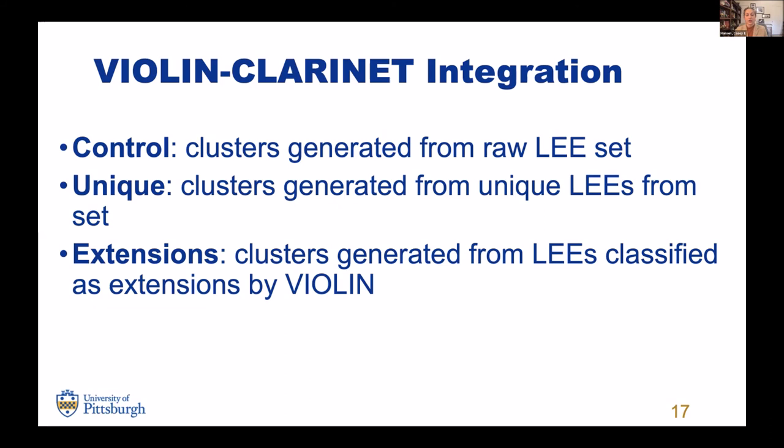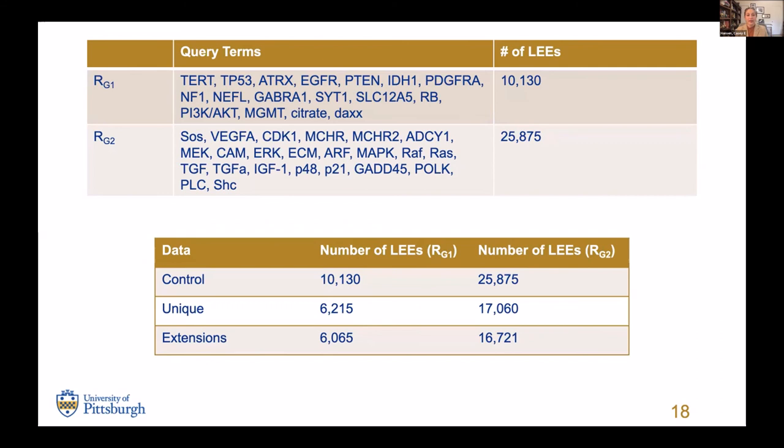And here we have the information on the LEE sets of this study. The query terms are much more extensive, and as such, the number of LEEs is much higher, getting up into the tens and twenties of thousands. However, if we look at how these LEEs turn into our 3 outputs, in the first reading set, RG1, the approximately 10,000 LEEs assembled contain only about 6,000 unique interactions. Similarly, the second larger set also reduces by almost 10,000 LEEs once we consider just those that are unique.